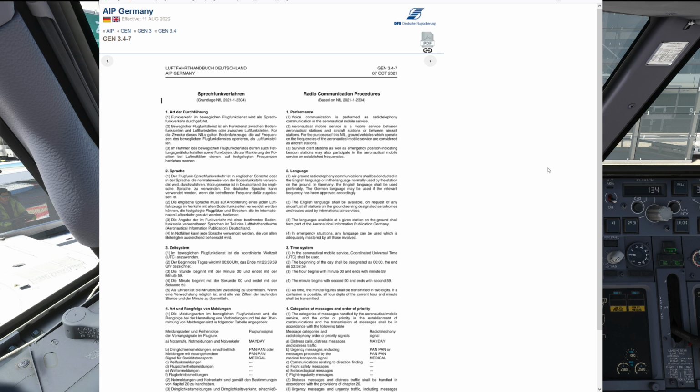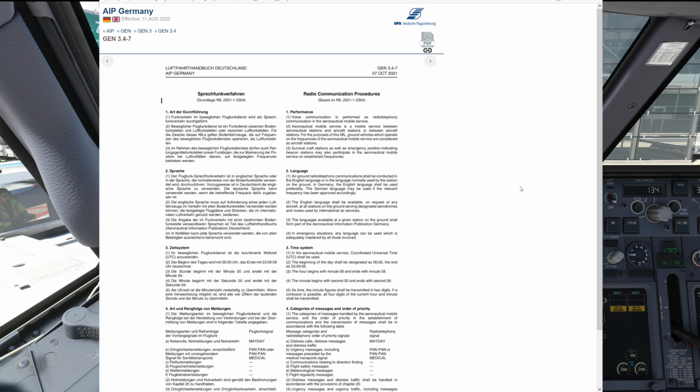Now, many countries are going to offer service in the local language as well, provided it's allowed in real life. So, for example, talking about Germany, it is not allowed to conduct instrument flights under German language, so English has to be used at all times. But for example, if you are doing flights under visual flight rules, German language is allowed as well.